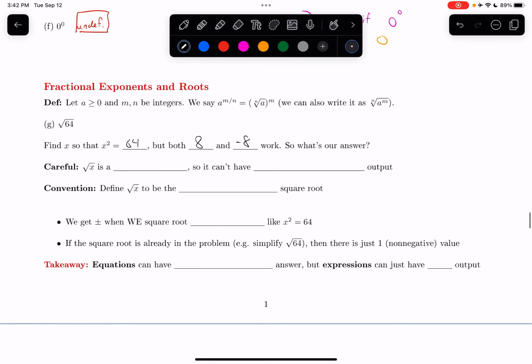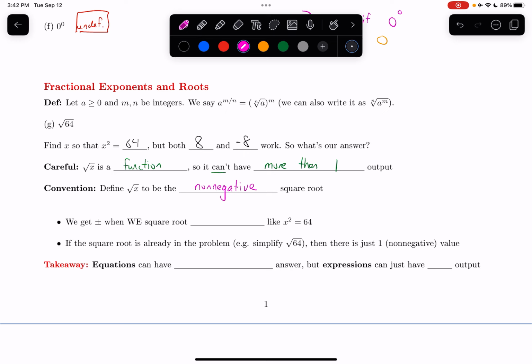Okay, so there's something we have to be careful about. When I have the square root of x, that is a function. The square root of x is a function, and a function cannot have more than one output. So that means it can't be both 8 and -8. So the convention is that with the square root of x function, we take it to be the non-negative square root.